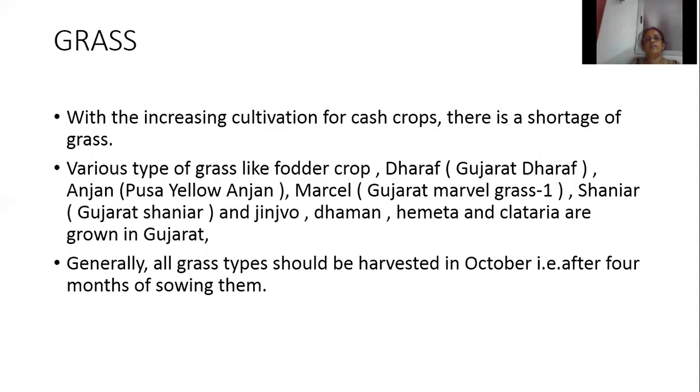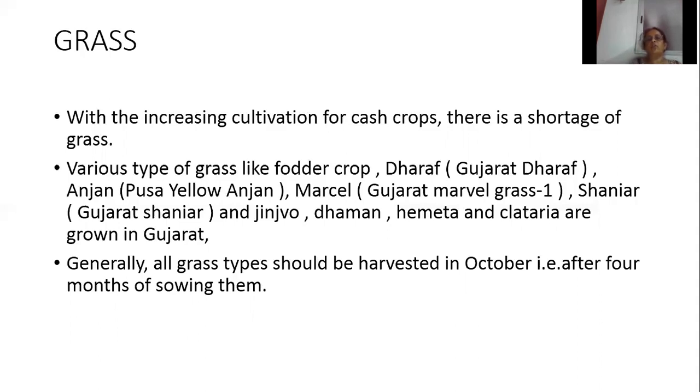So different types of grasses like daraf, Gujarat daraf, then anjan, pusa, yellow anjan, marshal, Gujarat marble grass one, shaniyar, Gujarat shaniyar, and the jinjova, then daman, hemeta, and clarita are grown in Gujarat. So, which are the different types of grass? Why are these grasses grown? In order to give food to the cattle. So, they are useful as fodder to the cattle.